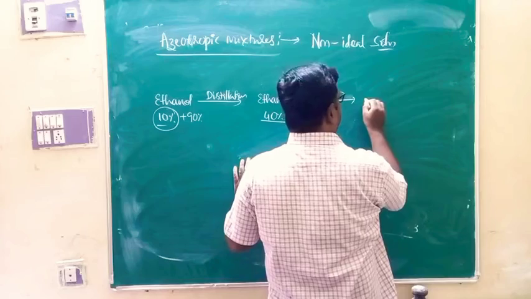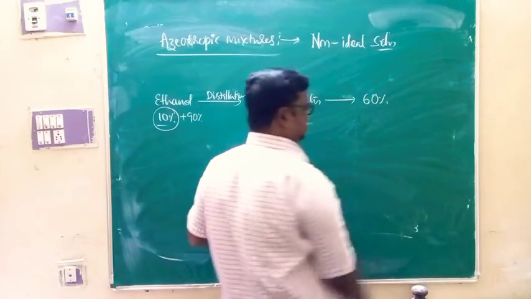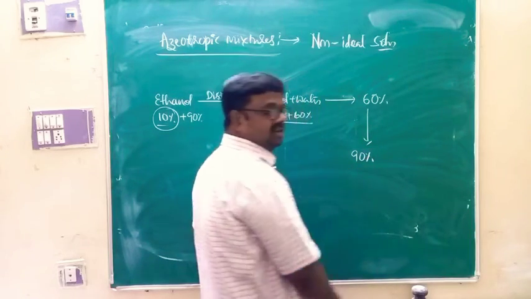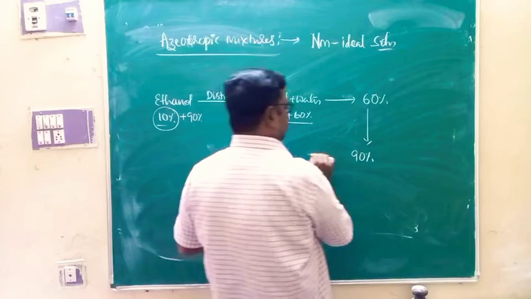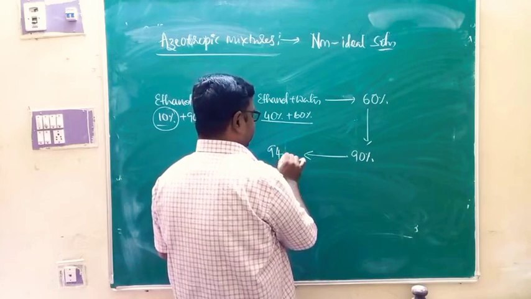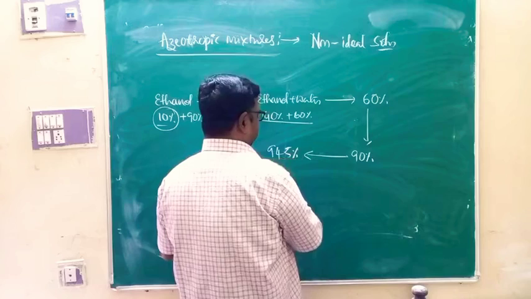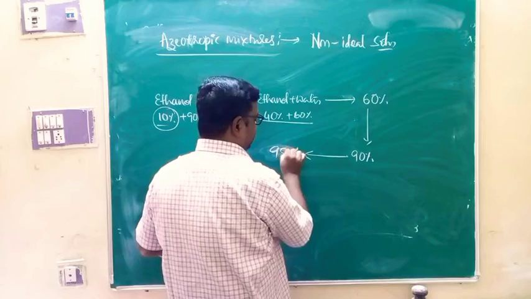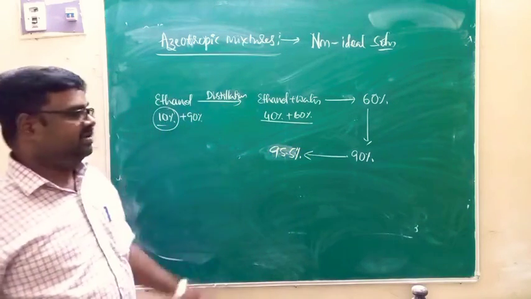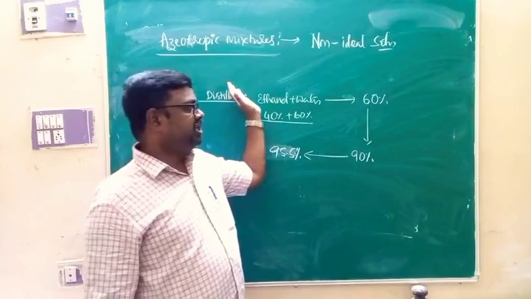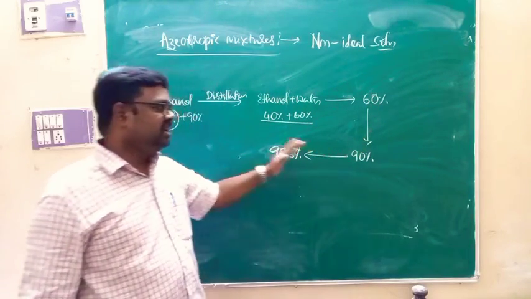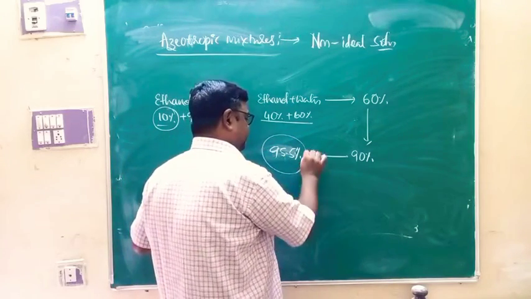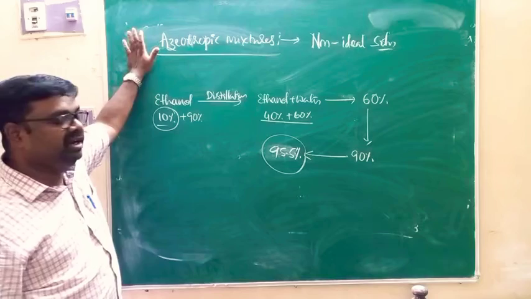Because of the low boiling point of ethanol, it readily vaporizes compared to water. If distillation continues, the percentage of ethanol increases to 60%, then 90%, and it reaches around 94.5 to 95.5%. The percentage of ethyl alcohol goes on increasing from 10%. In all the steps, we followed distillation or fractional distillation, therefore the percentage of ethanol goes on increasing.